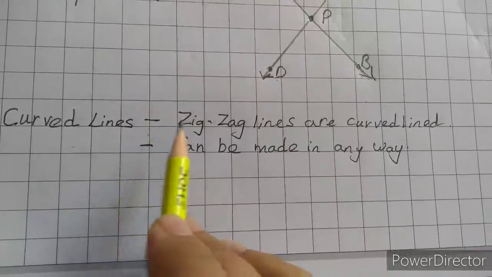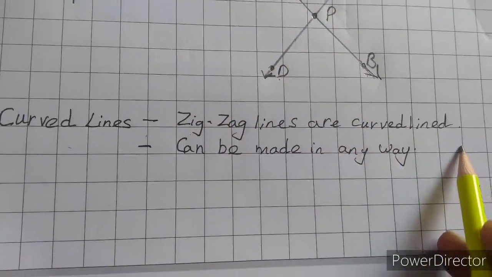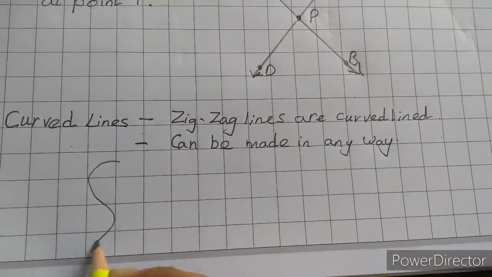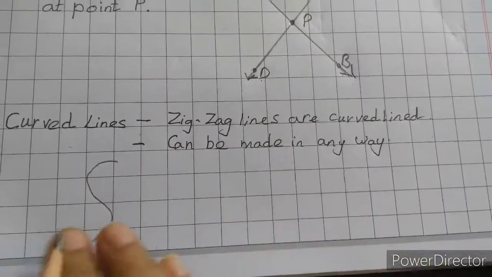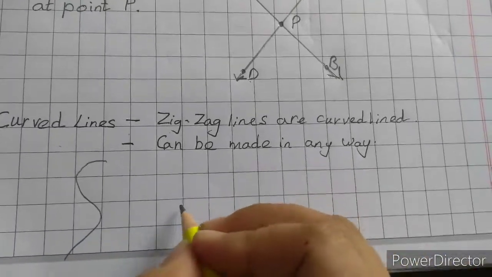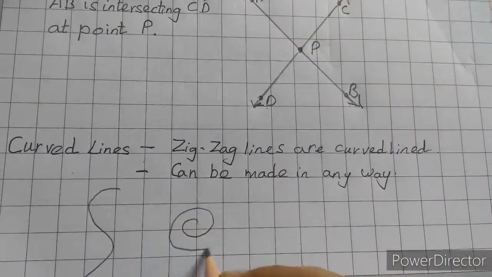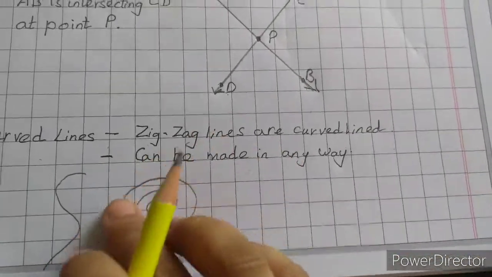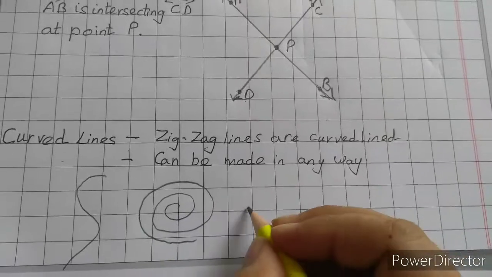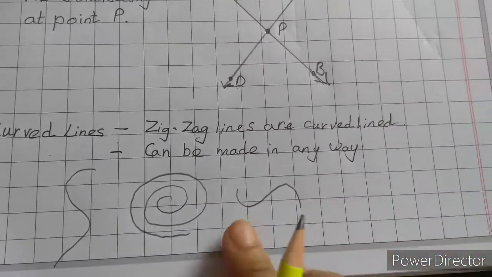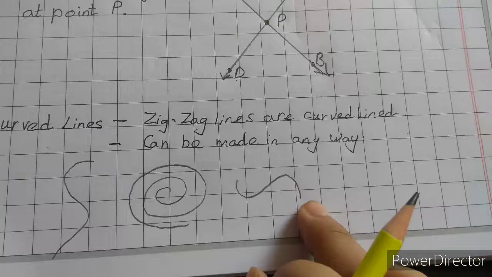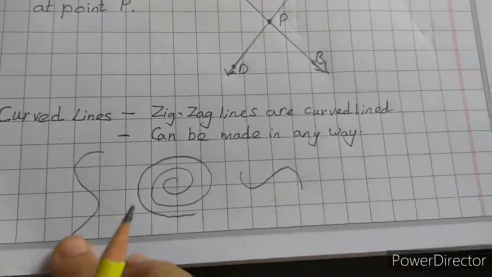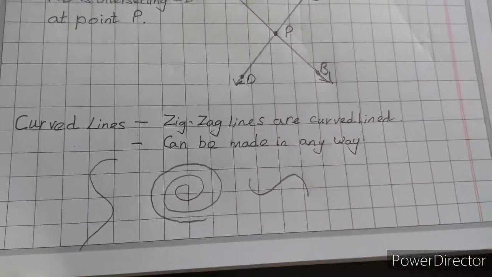Next is curved line. The zigzag lines are curved lines. It can be made in any way. For example, if I make a line like this, so this will be a curved line. This is a zigzag line. Or if I make something like this, even this is a line, but it is a zigzag, or we can say a curved line, or like this. So even this is a zigzag line. Okay, and it can be made in any way you want. So these types of lines are known as curved lines.